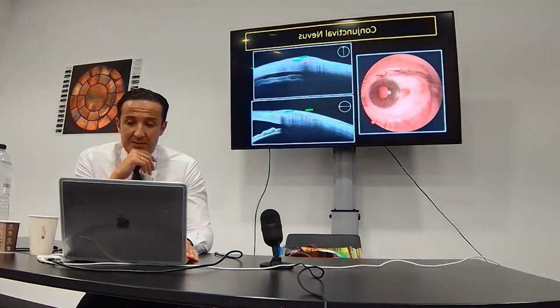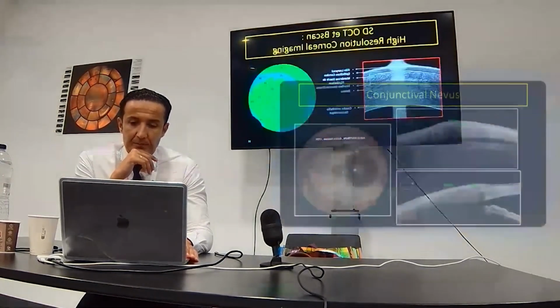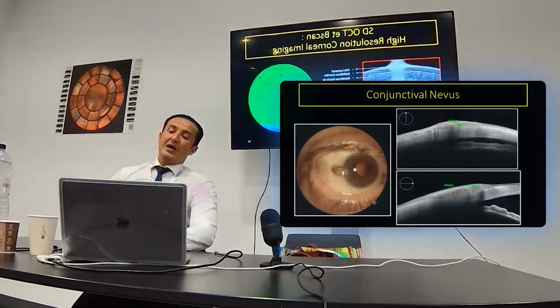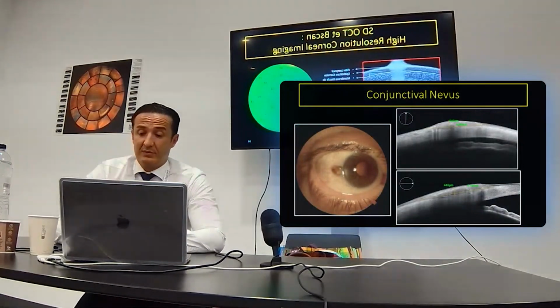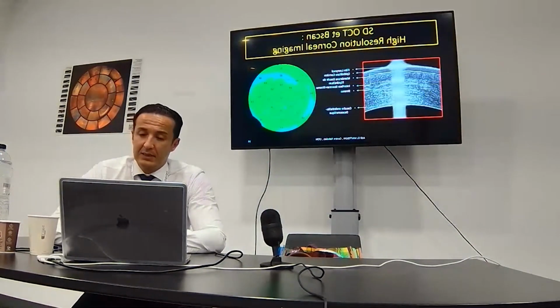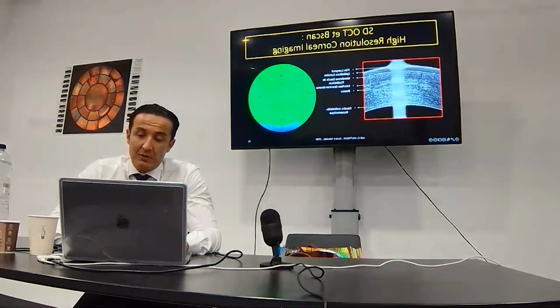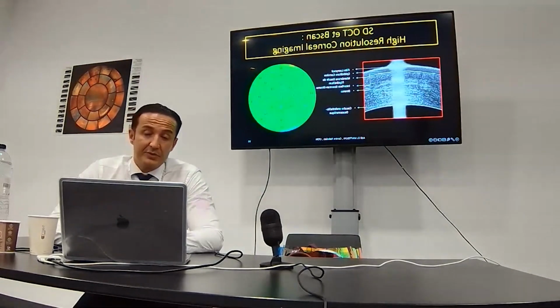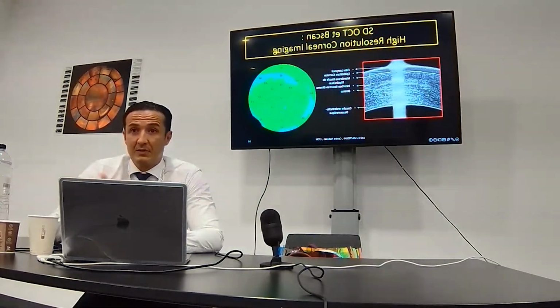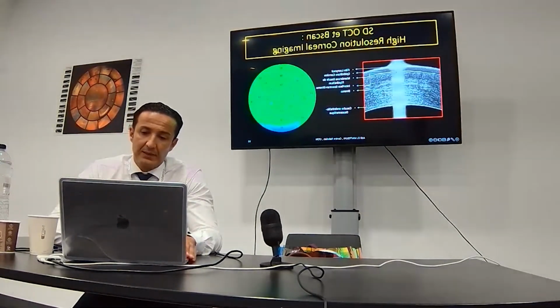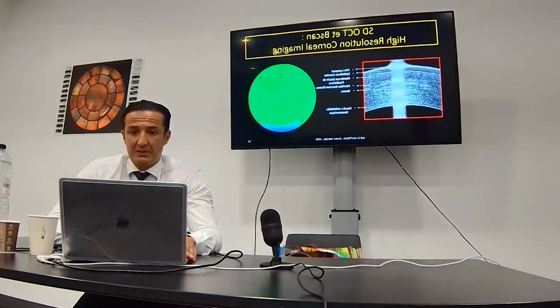You can analyze some conjunctival lesions, in this case a nevus. You can measure the nevus. And you can have a very high resolution of the cornea with 5 micron. It's easy to identify the epithelium and the basal membrane of the epithelium in order to generate epithelium mapping. And now we have an epithelium mapping of 10 millimeters.